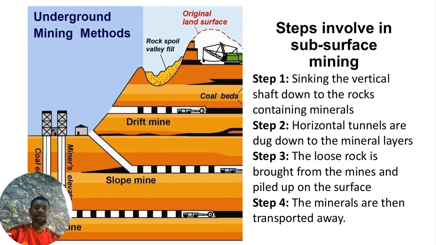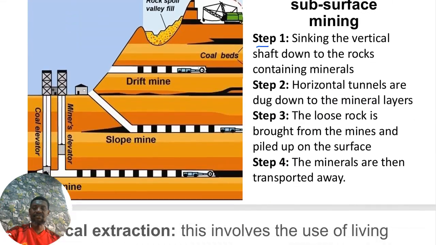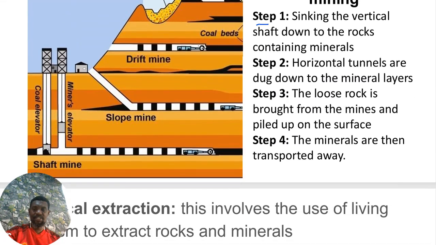So here we have step 1, which is the sinking of a vertical shaft down to the rock containing the mineral. So that's the first thing. You sink a vertical shaft down to the rock that contains this mineral.